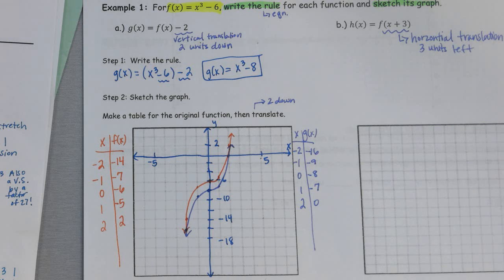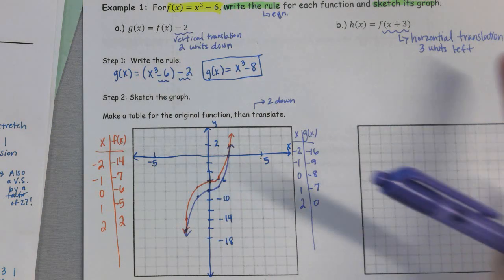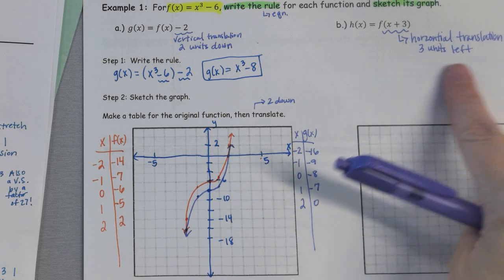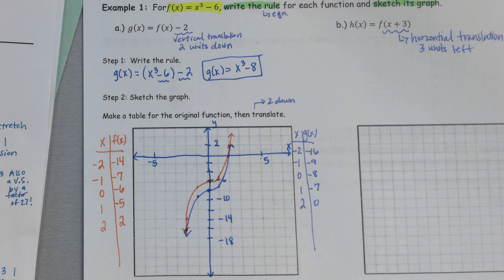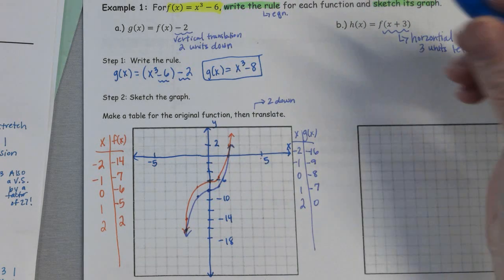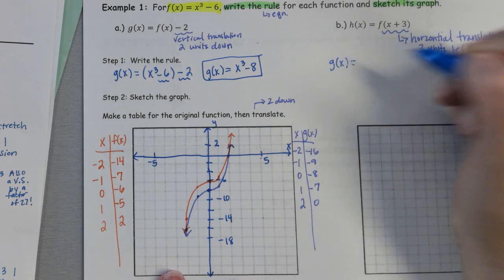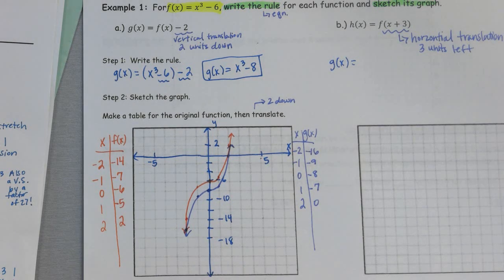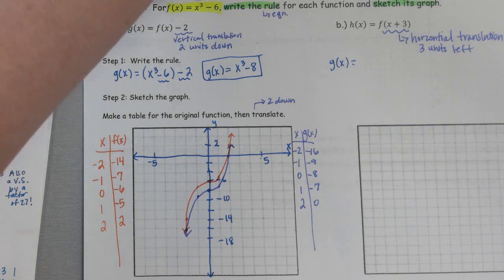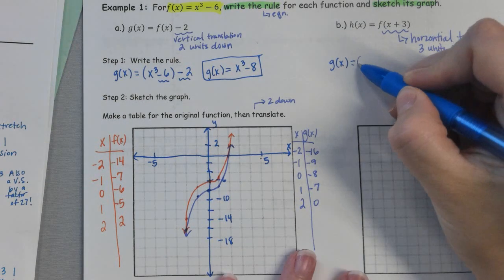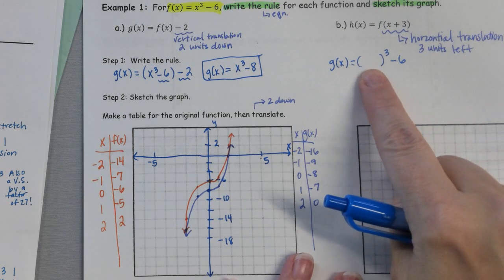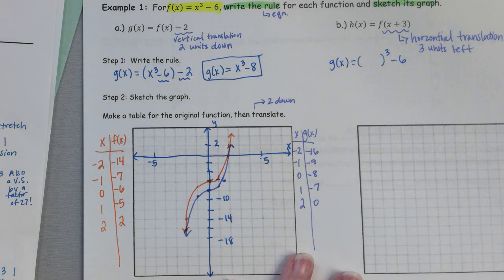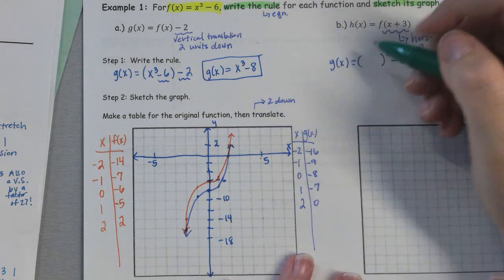Okay, so we do have the same f of x. So if we're going to translate the graph and we're going 3 units to the left, think about what we want to do there. Okay? We are going to write the rule. So the rule is g of x equals, and then look at your original equation. See how this is x to the third minus 6? So this is x to the third minus 6, except what are we plugging in for x now? What gets substituted in there? X plus 3. Yep.